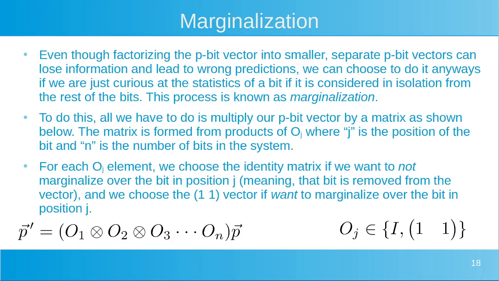For example, if we have a 2-bit system and we want to marginalize over the least significant bit, meaning we want to remove it from the p-bit vector, then that means we want to marginalize over the bit in position 2. O1 would be the identity matrix, and O2 would be this row vector. And we would only have O1 and O2 in that case, because the system would only have 2 bits. We would combine those together with the Kronecker product, multiply it by the p-bit vector, and then we would get a new p-bit vector, which has removed the least significant bit.